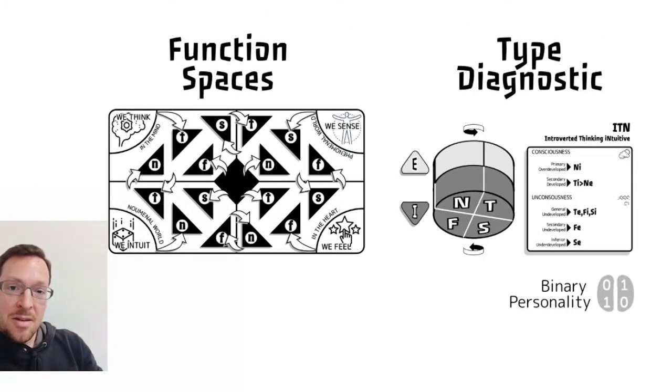A while ago, I made a promise that I would make my function spaces available, and I've been working on another project called my type diagnostic. It's super bare bones right now, it's in alpha stages. I just threw it up online, so check it out.